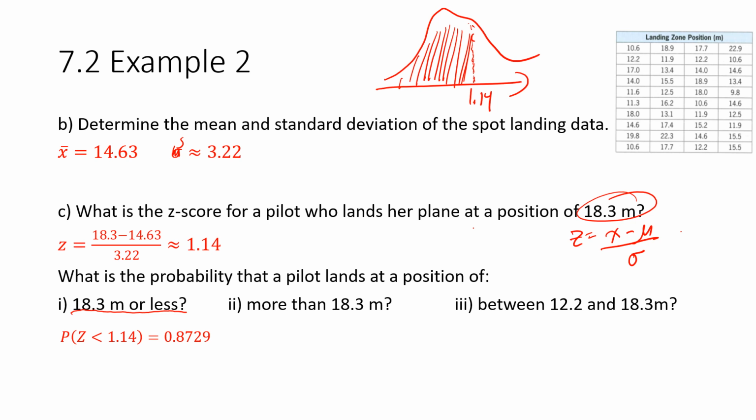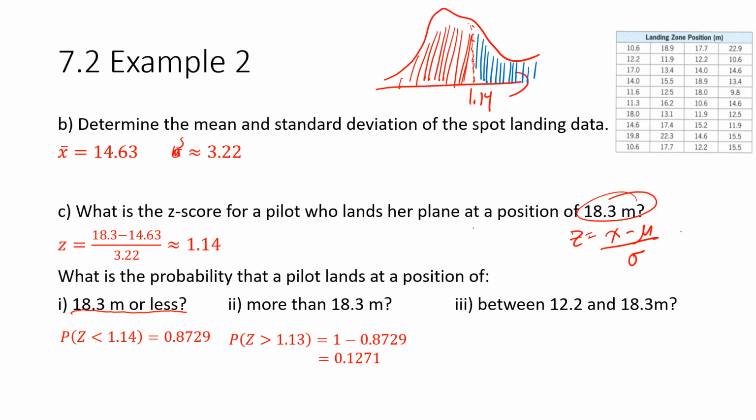if I want more than 18.3 meters, then 18.3 meters corresponds with a z-score of 1.14. I'm trying to get this area right here, right? And what do we learn about the area of a probability histogram? It adds up to 1. So for more than 18.3 meters, we get 1 minus the number from the z-score table. So 1 minus 0.8729, which is 0.1271.